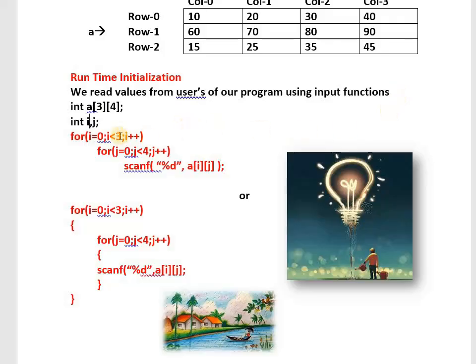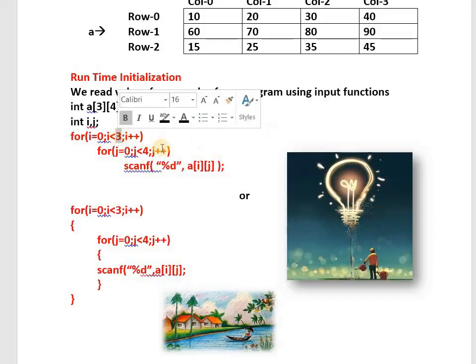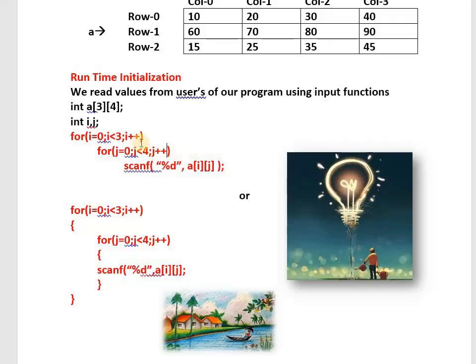The outer for loop works for row times. The second one works for column times. See here, how many rows? 3 rows. That's why I have taken i less than 3. How many columns? 4 columns. That's why I have taken j less than 4. Already we studied nested loops. To do repetitive work repeatedly, we use nested loops. I explain slowly so that you can understand.